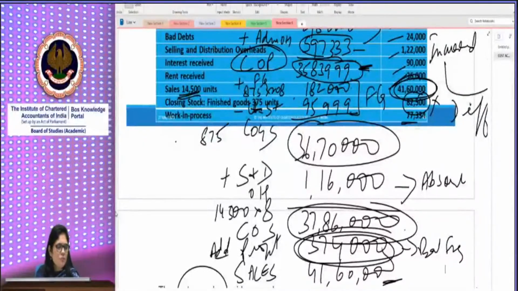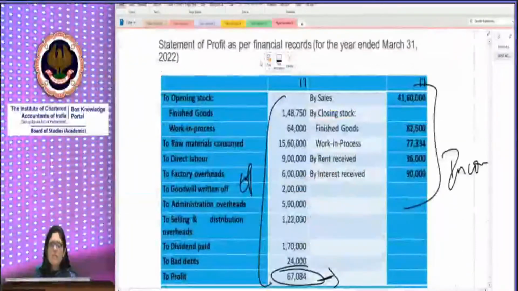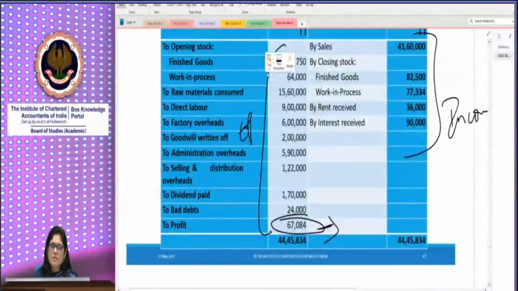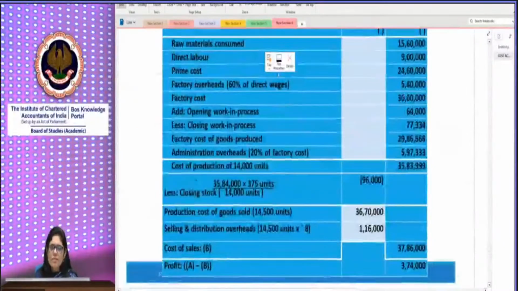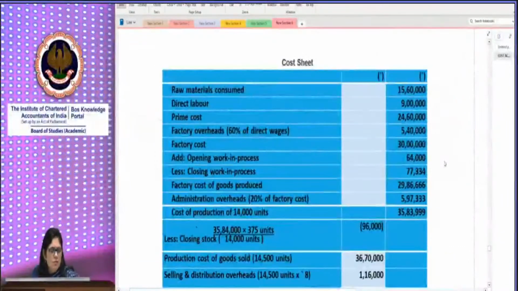Yes, this is the costing profit. So now we are up to the reconciliation. Students, we have the costing and we have the profit. So we will be moving to the, let me just show. This is the profit or loss account. This is the financial profit. This is the cost sheet. You can just see here. This is the cost sheet we have just made.